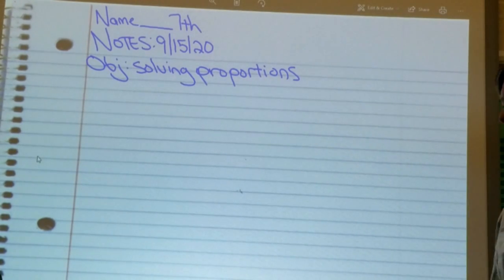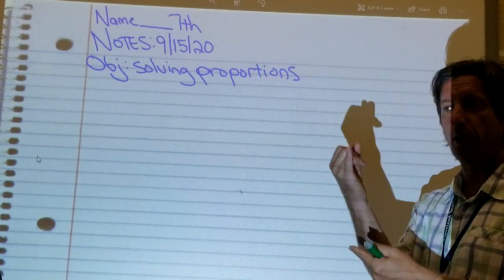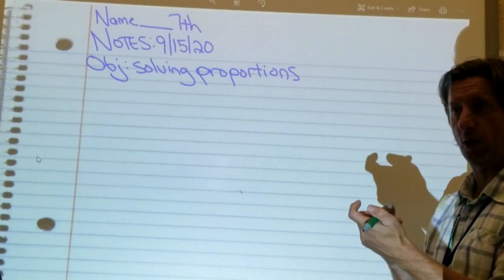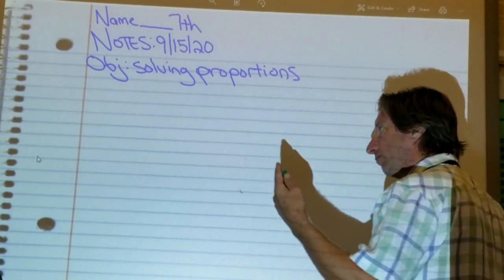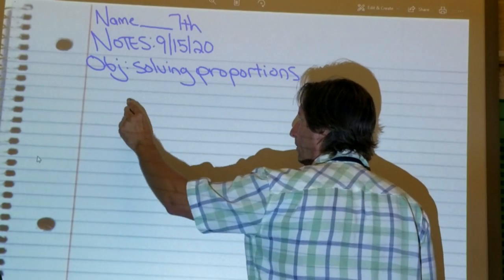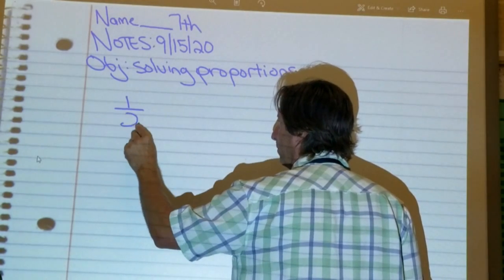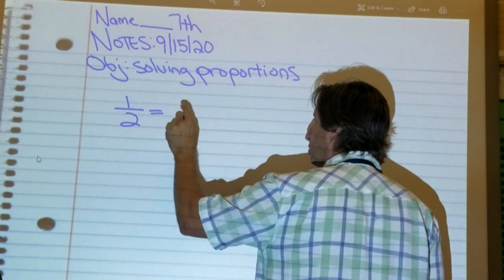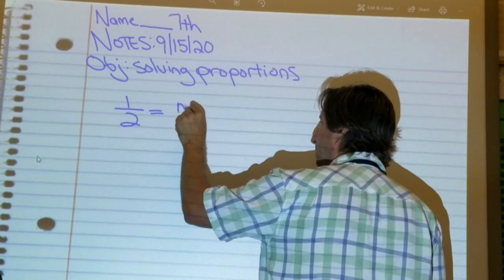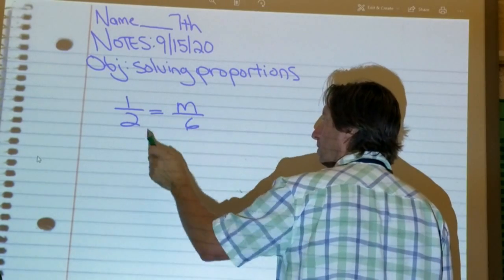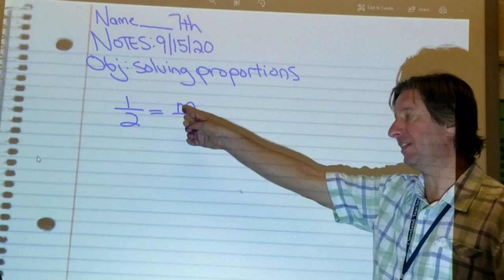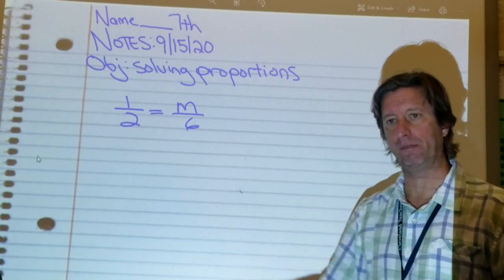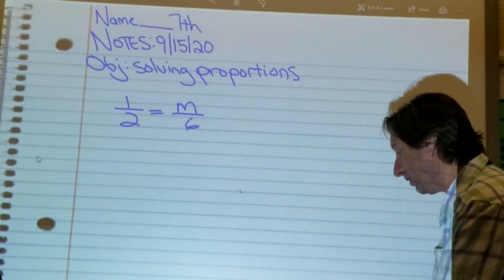All right, so there's two things we have to do: cross multiply and then solve an equation. So they're like two-step problems, but they're not too hard. So for example, we'll do an easy one. I have 1/2 is equal to m over 6. So we want to find out what that m has to be to make this equal to 1/2. And we're going to do the same kind of thing we did yesterday.